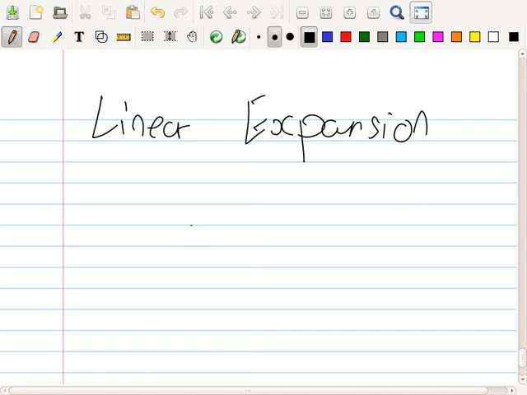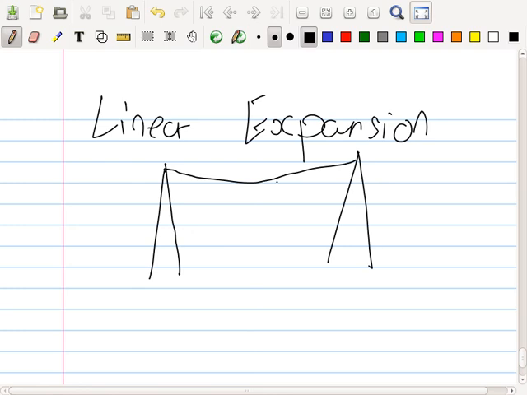Look, linear expansion. I give you a good example, okay? You see the telephone, the electricity pylons, and you have the cables. When it gets hot, they get bigger, so they hang down a bit more. And when it gets cold, they get smaller, so it gets tighter. So if this got hotter, it would hang down more. This is called linear expansion.